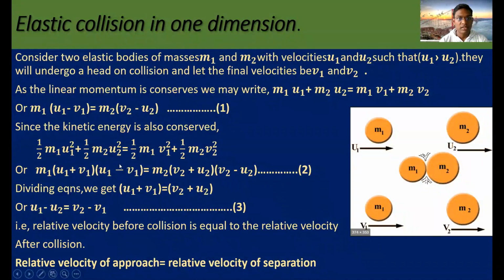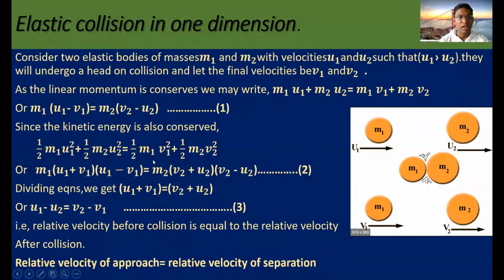Now there is also some mathematical manipulation here. I have taken this term to the left side and this term to the right side. On separating and simplifying this, we will get m1 (u1 plus v1)(u1 minus v1) equals m2 (v2 plus u2)(v2 minus u2). Now this is your equation 2. This one came from the law of conservation of kinetic energy for elastic collision. This is the condition of elastic collision, and this is a universal condition. The total momentum is always conserved.